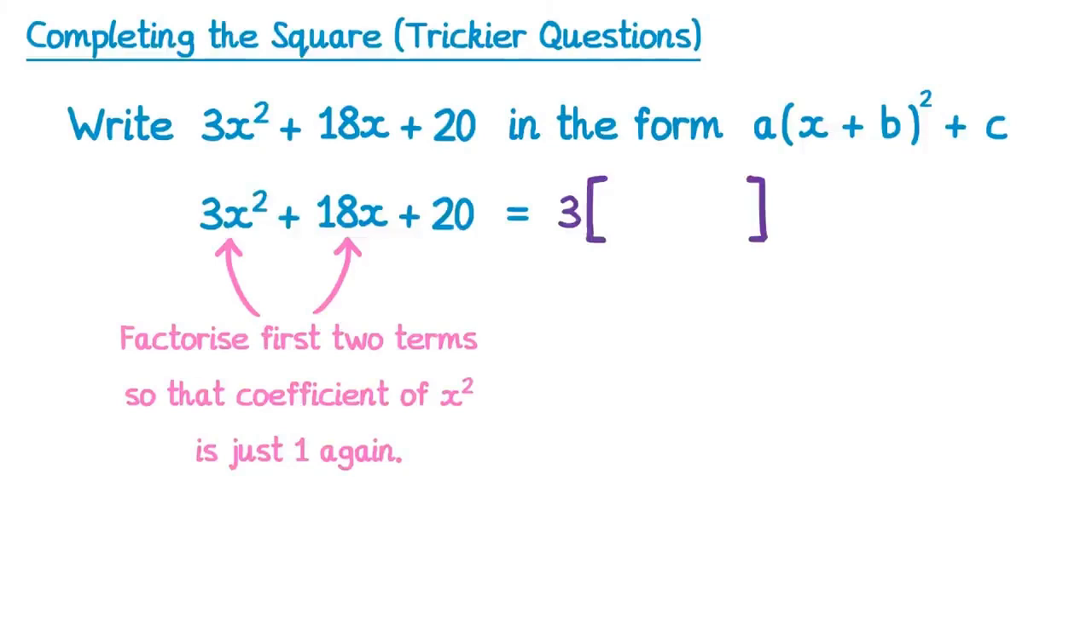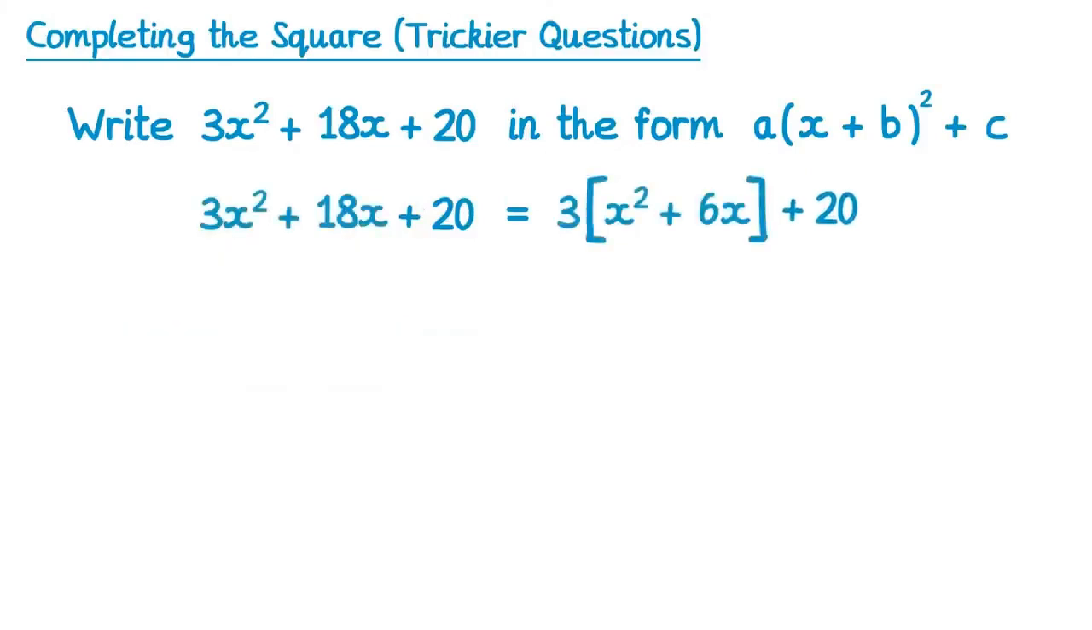So now we need to decide what would we multiply this 3 by to get 3x squared plus 18x. And that would be x squared, and then plus 6x. Since 3 times x squared is 3x squared, and 3 times 6x is 18x. So we've now managed to factorise the first two terms, and you'll notice the coefficient of x squared inside the bracket is 1. There's also this term at the end though, the plus 20, and we need to still write that.